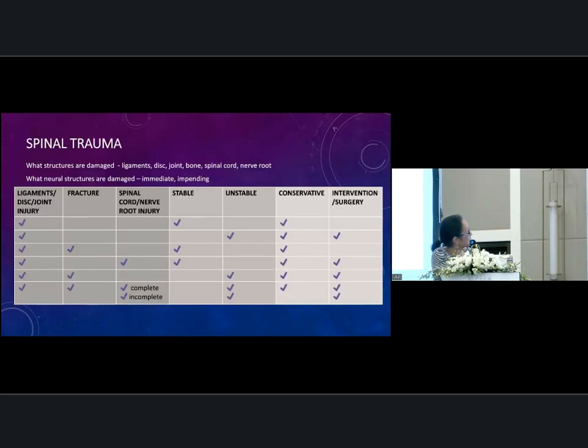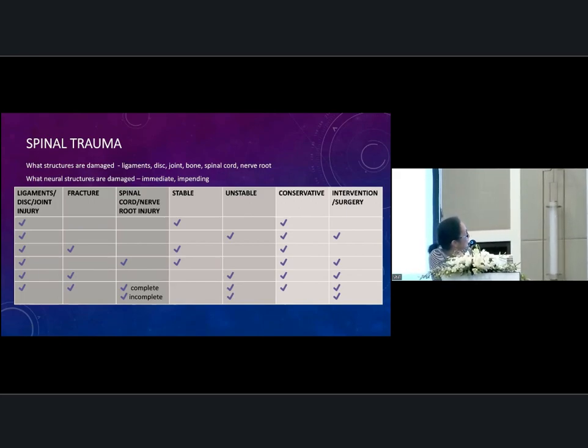But in general, when I think about spinal trauma, I think what structures are damaged. Is it ligaments? Is it disc? Is it bone? Is it neural stuff? And then if the neural structures are damaged, do I need to do something immediately, because there's impending damage that could occur to the nerves, and therefore do I need to do something quickly as well?